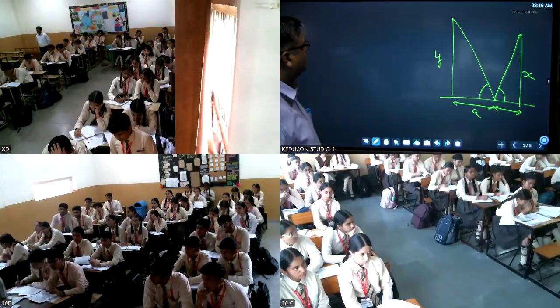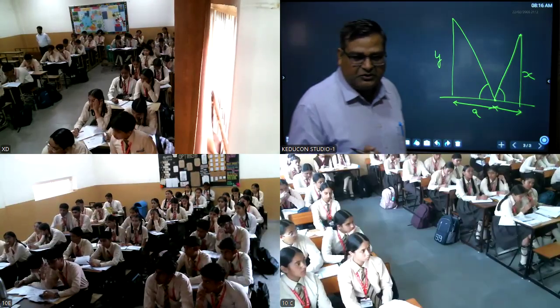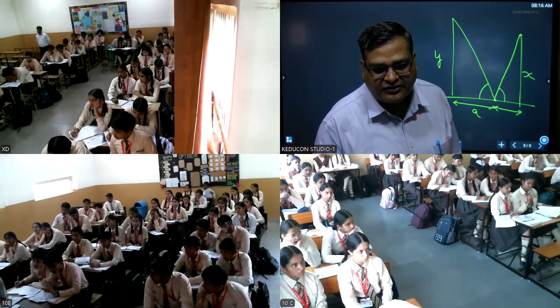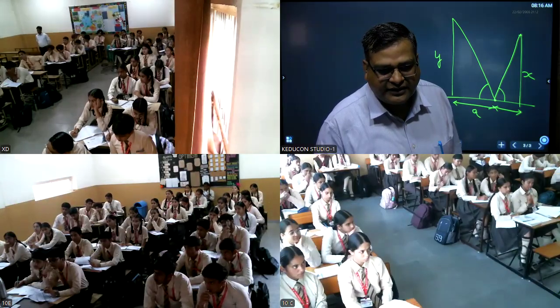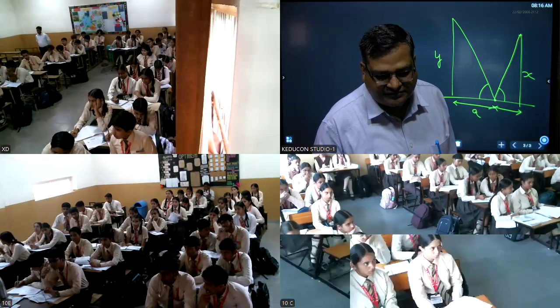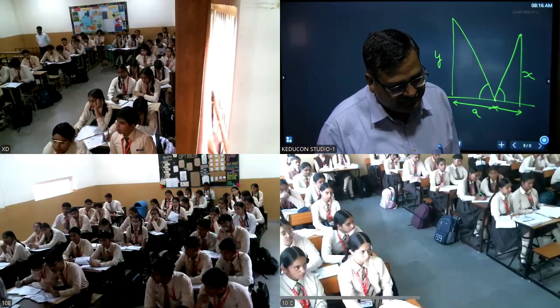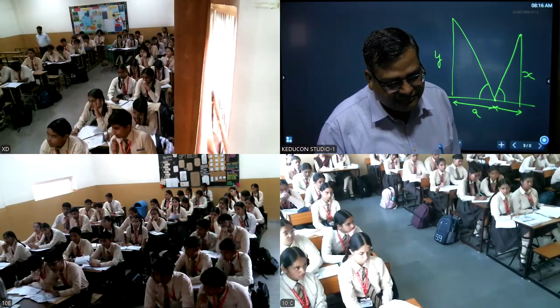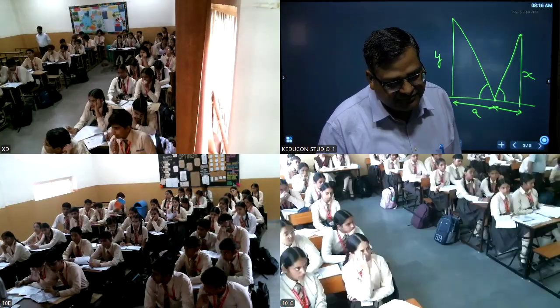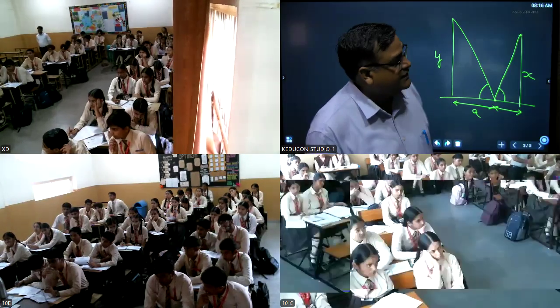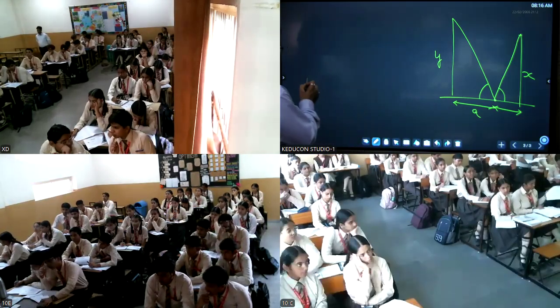Student, yes, tell me, I heard someone's voice, speak. Sir, X will be shorter, 30 degree. Why? Sir, because it is shorter, and if the height of the building is long, so the angle will be large. Very good beta, see, very good. Let us understand with an example.